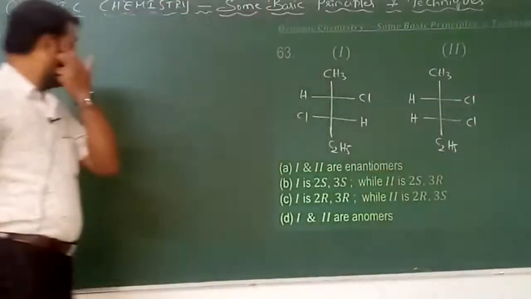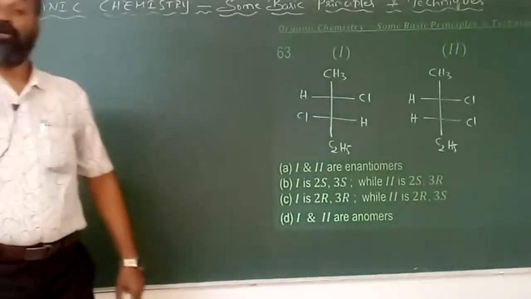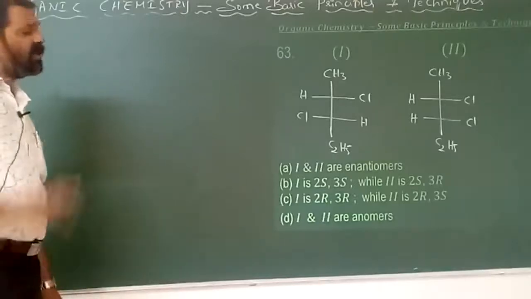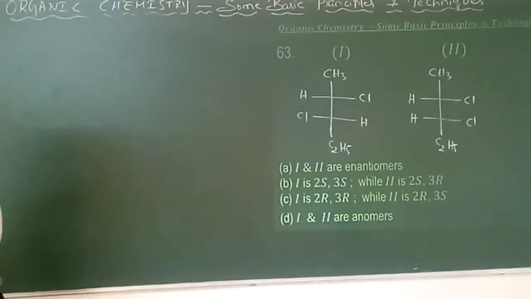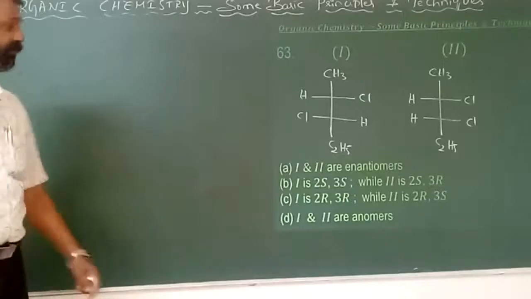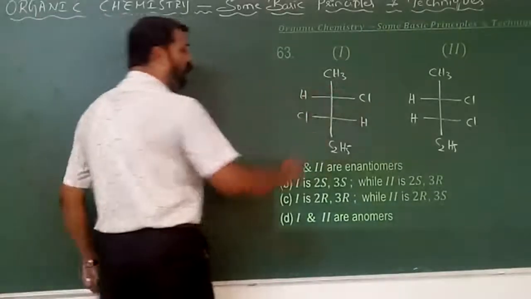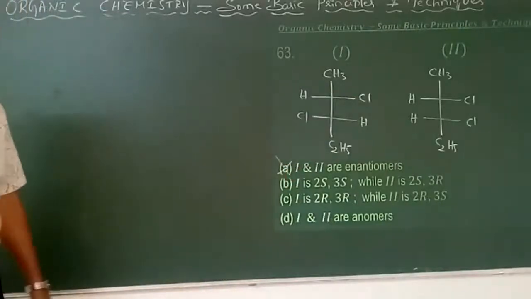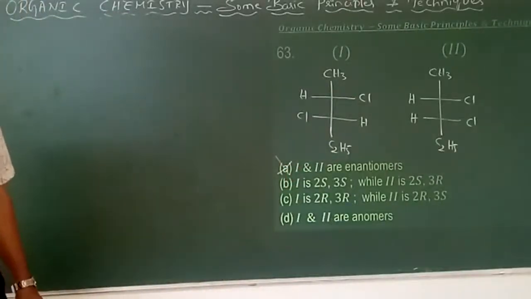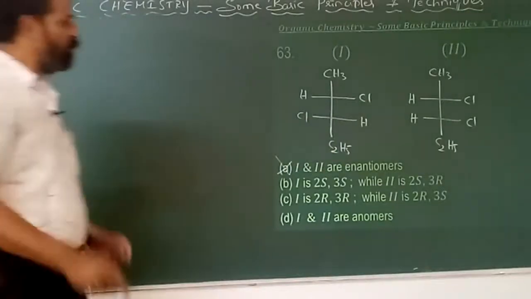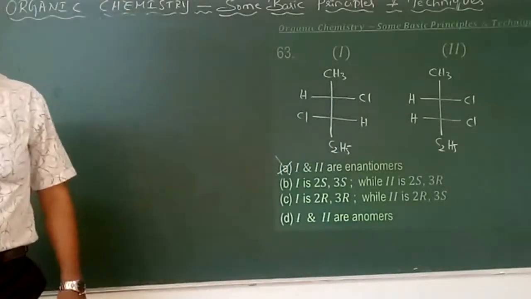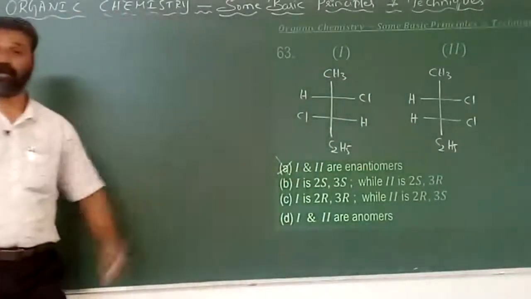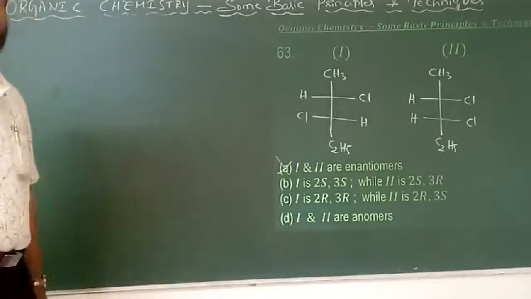So here, we have to know the R and S configuration first. Okay? First, I am deleting A and D. Why? Note they are isomers. 1 and 2 are not enantiomers. Why? Because enantiomers means they must have mirror images, and those mirror images must be non-superimposable with each other. First of all, they are not mirror images. Therefore, I am deleting D. 1 and 2 are anomers.